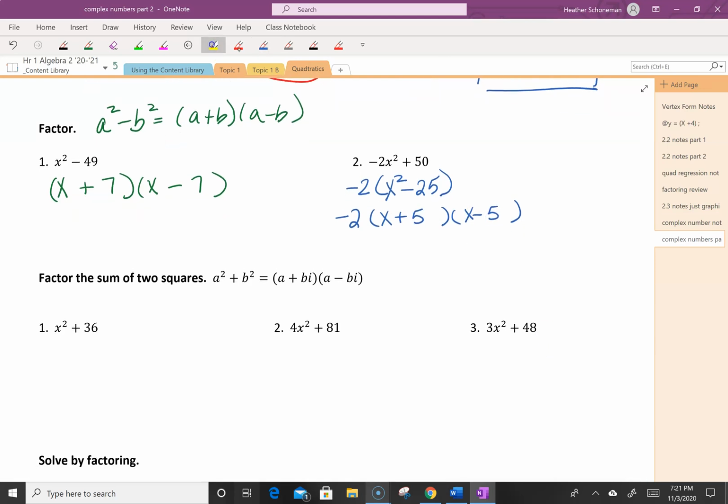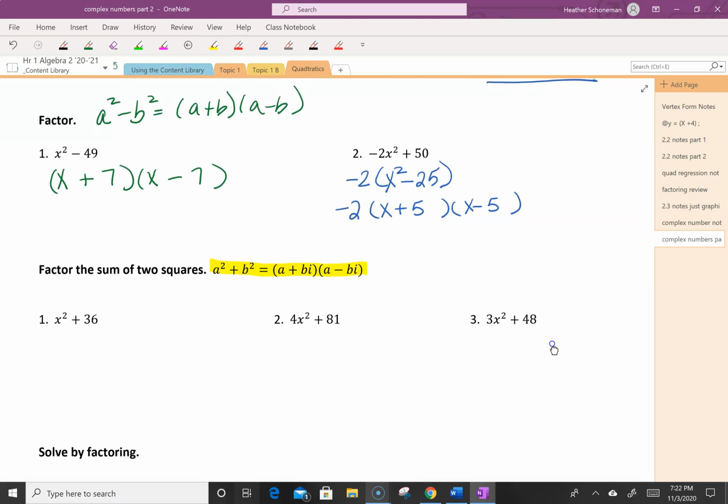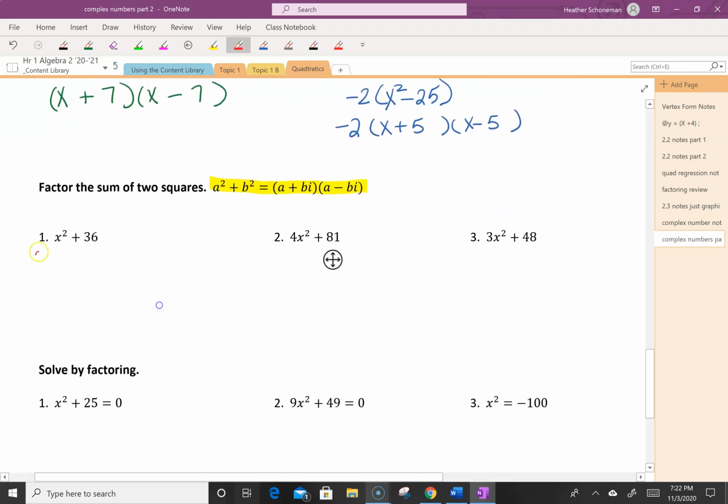Well, now that we've reviewed that pattern, we have a new pattern. Now we can do the sum of two squares, which we weren't able to do before because we have the imaginary number now. So to factor this one, it's a binomial. I can take the square root of both, and it's got a plus sign. So now I'm going to have an x and an x. And now the square root of 36 is 6, but because there's a plus sign, we're going to do plus 6i and minus 6i.